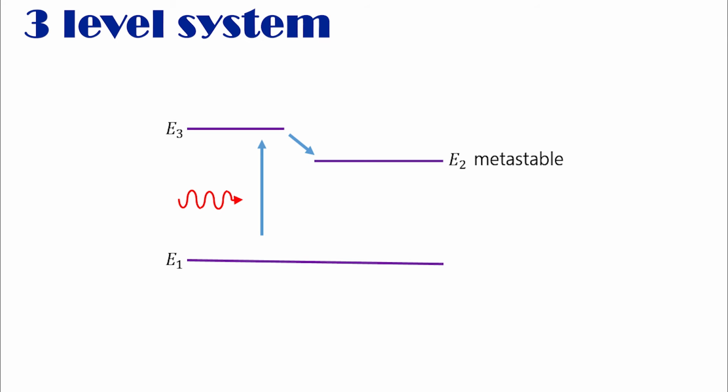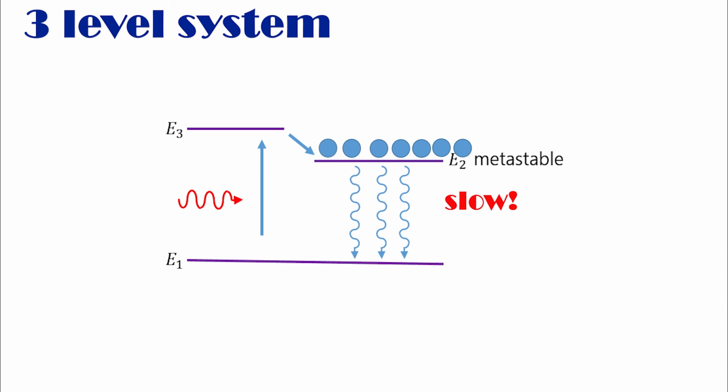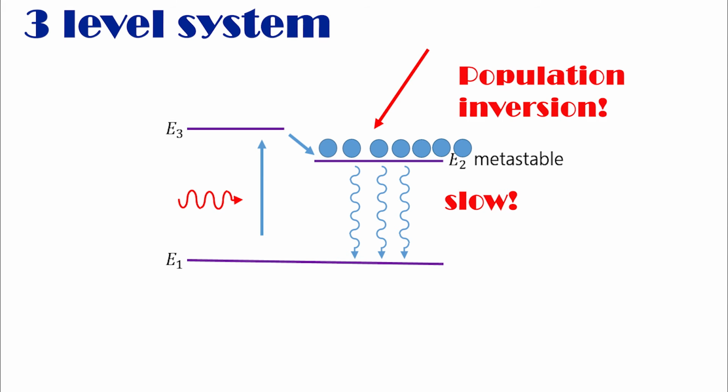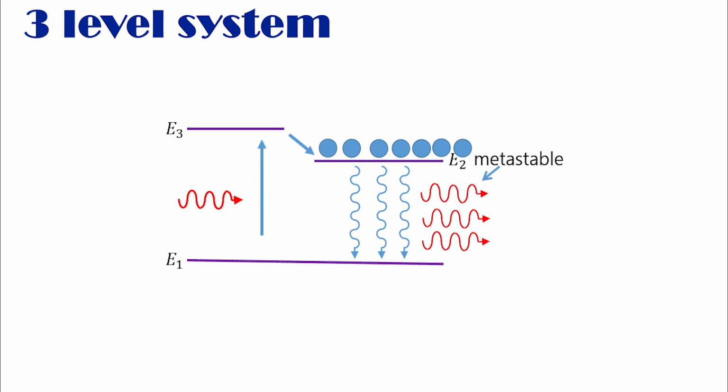Then how can we solve this? Let's look at this three-level system. Once electrons jump up to E3, they quickly fall down to E2 and stay there. But why? Because the E2 to E1 transition is very slow. In this process, the electrons at the E2 level will get accumulated as time goes. So we can get the population inversion, but there's a problem. How can we amplify our in-phase photons without losing them? We need another trick for this.